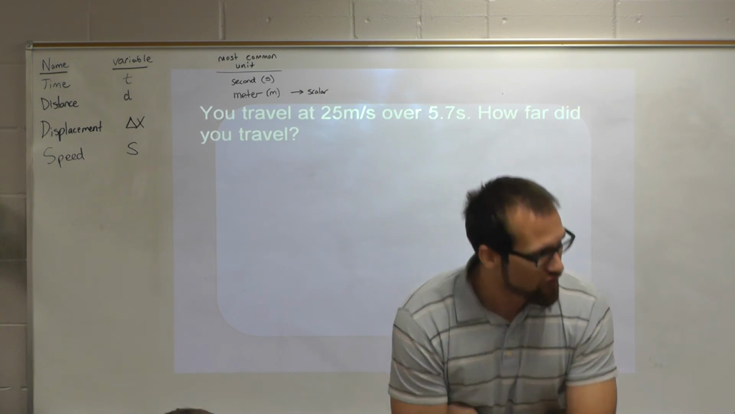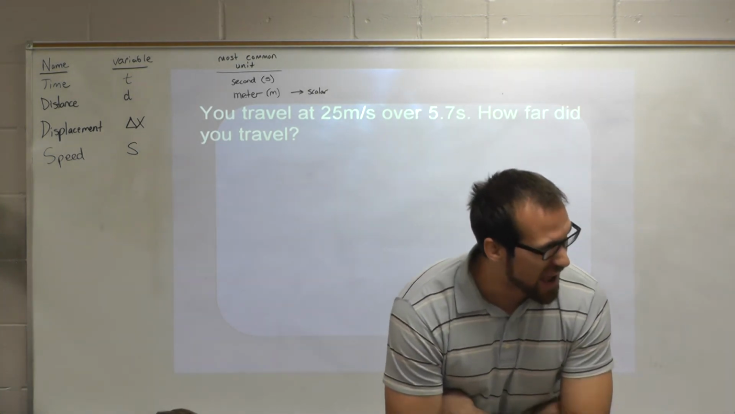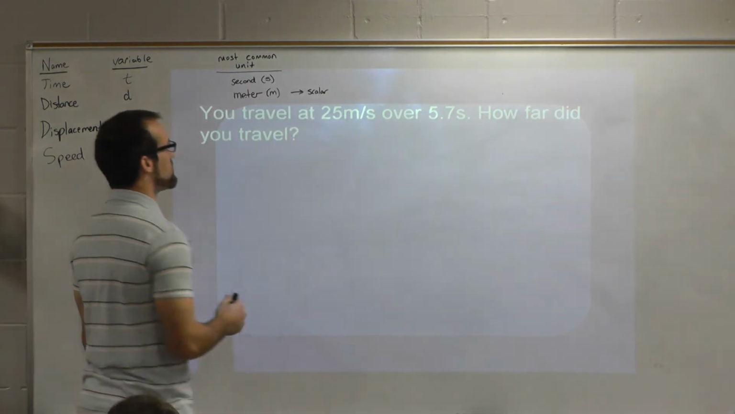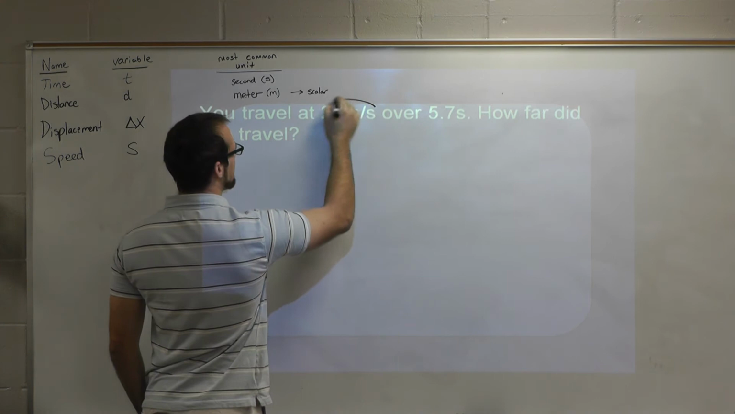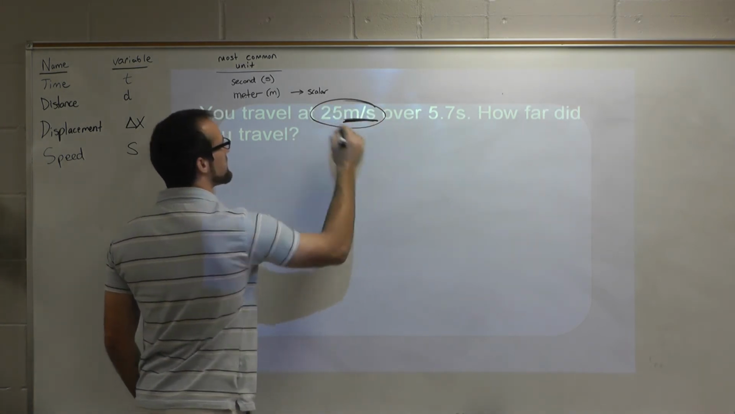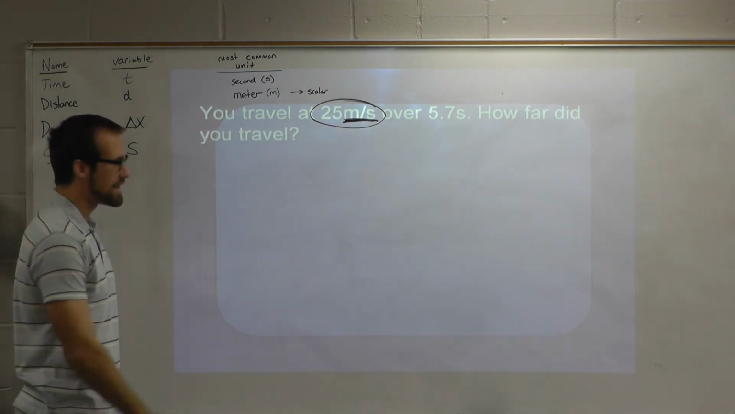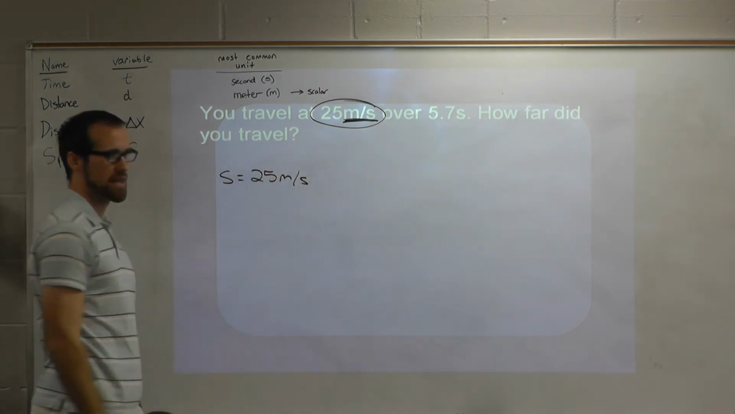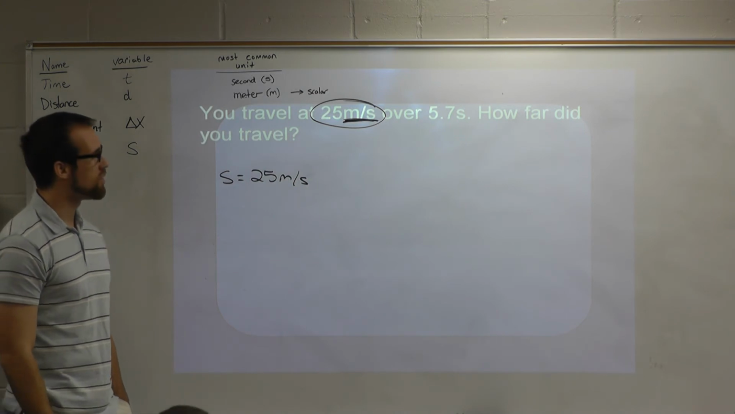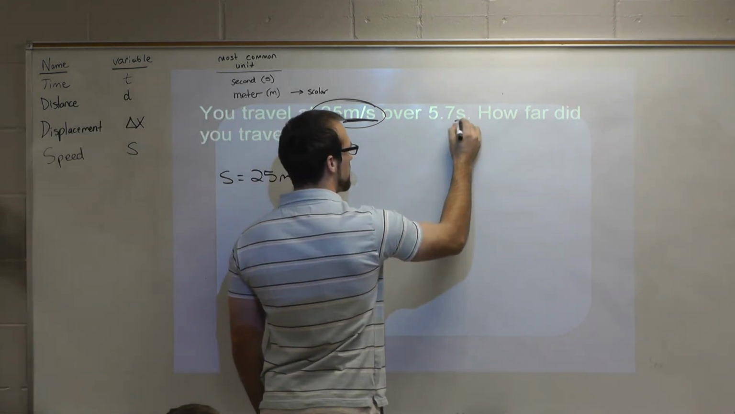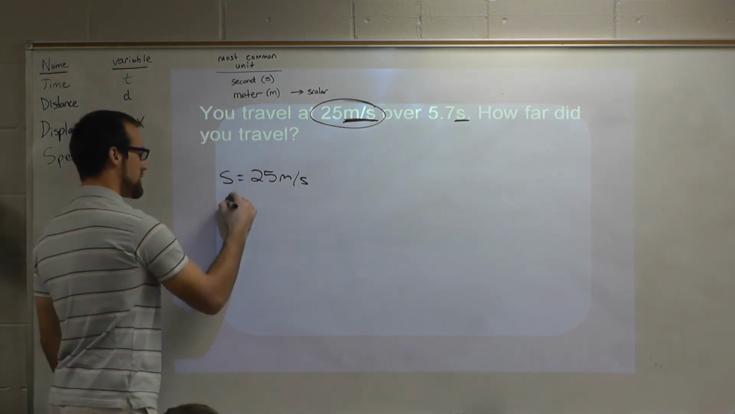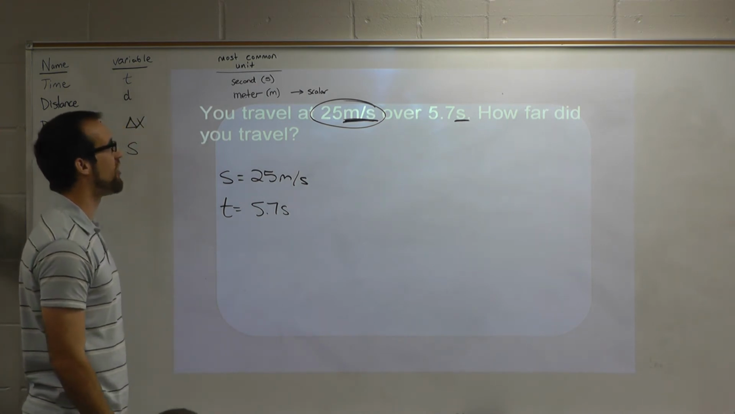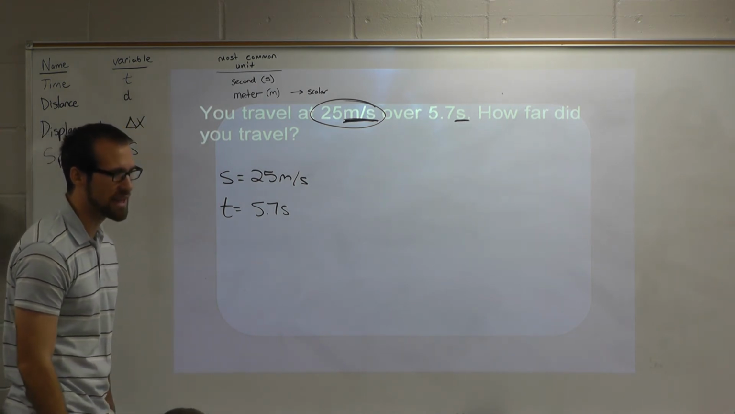Okay? So do yourself a favor. Learn them now. So if we were to label this now, it says you travel at, unit alert, speed unit. S equals 25 meters per second. Over, didn't tell us, but unit alert, time is 5.7 seconds. How far? What does far sound like?